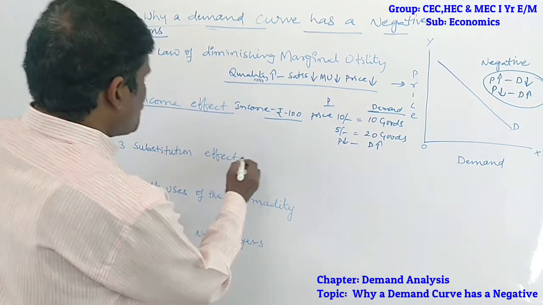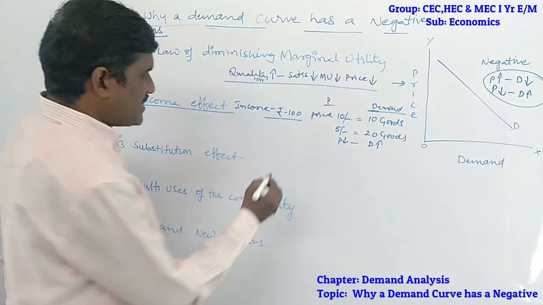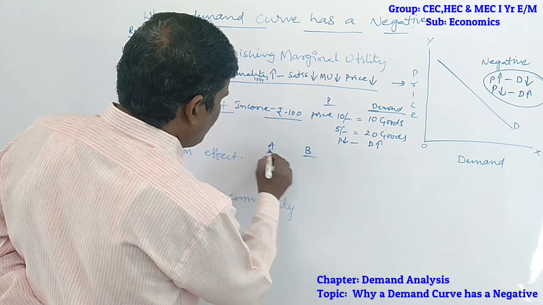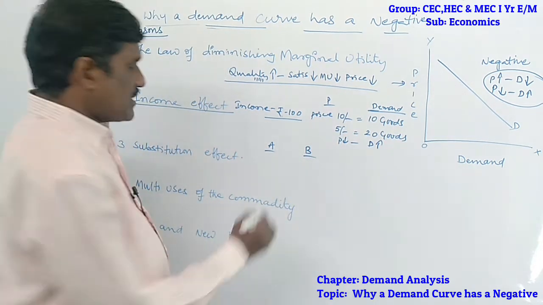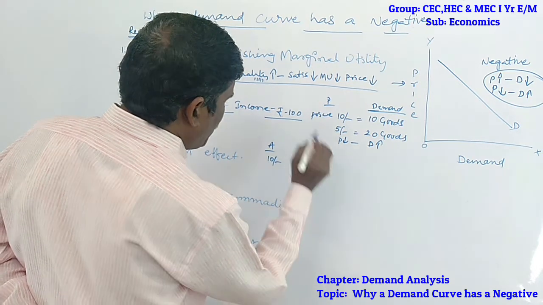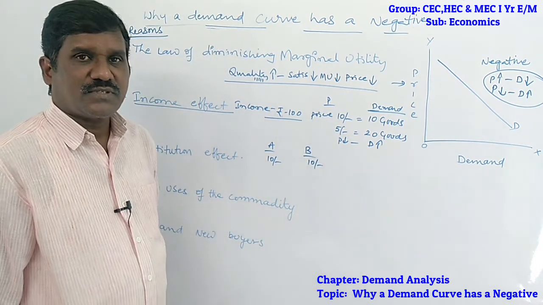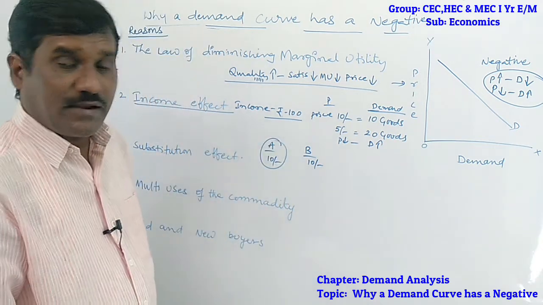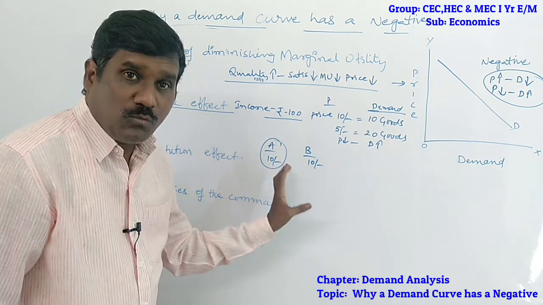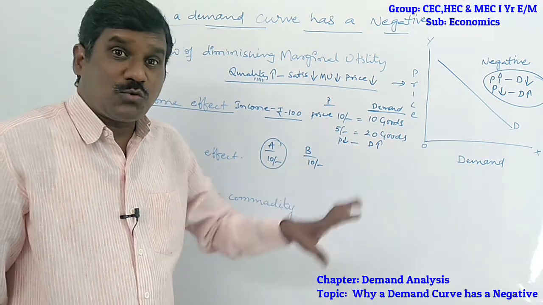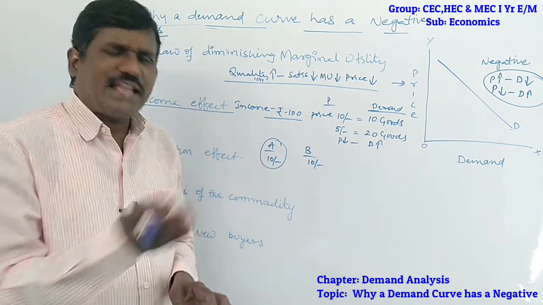Next, substitution effect. For example, here A good is there and B good is there. Two goods are there. Suppose this is 10 rupees price and this is also 10 rupees price. Okay, the A is constant. Did you understand? A and B are both substitutes. Substitute goods: one good is used in place of another good.